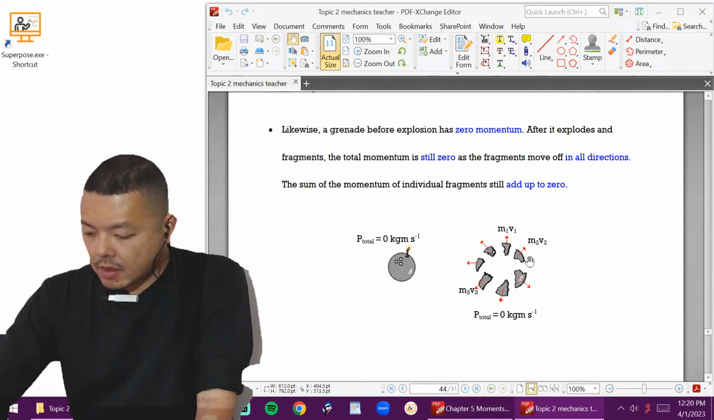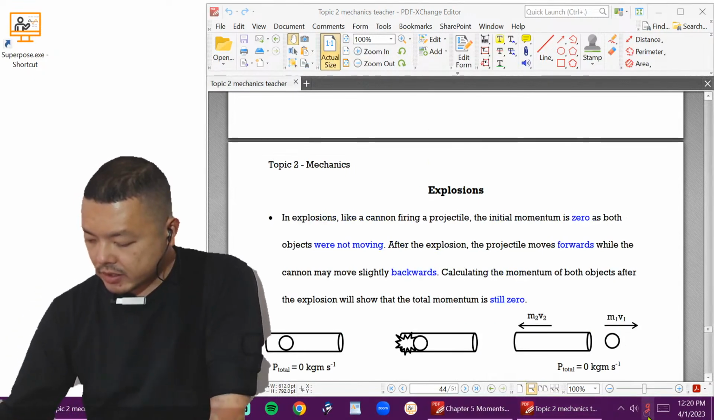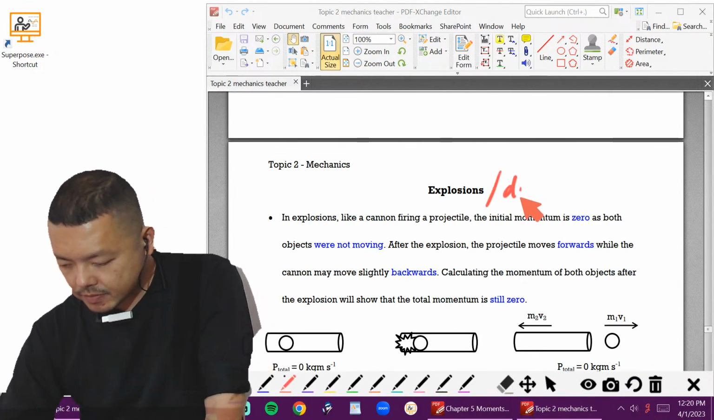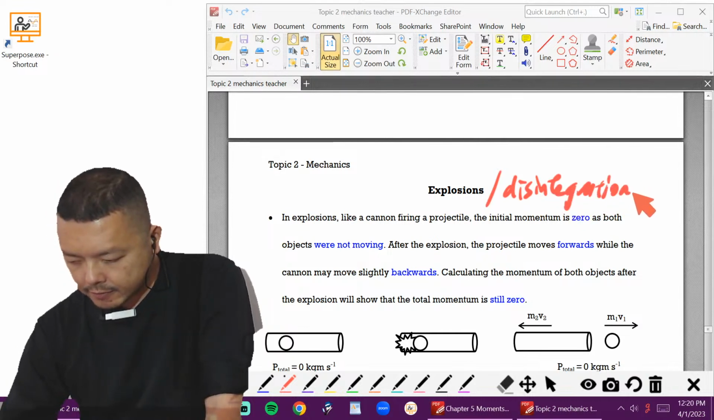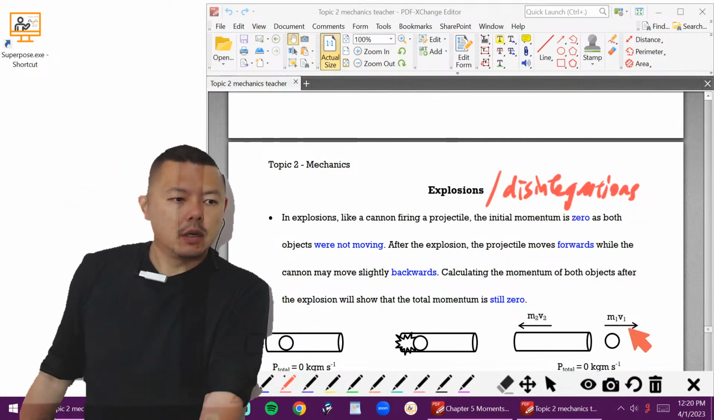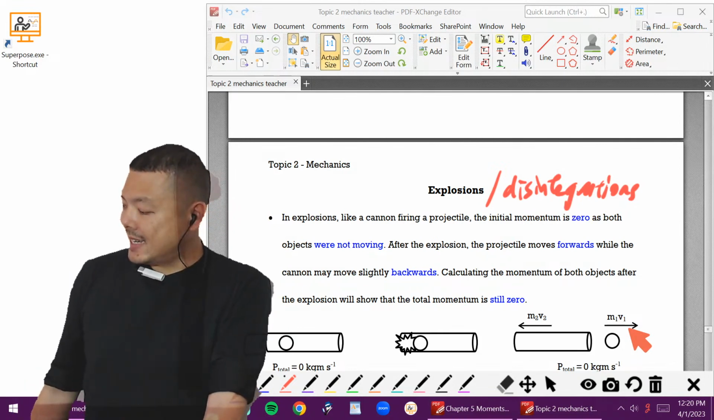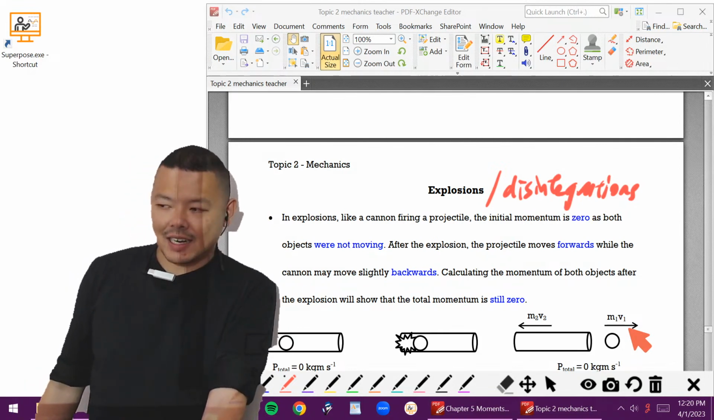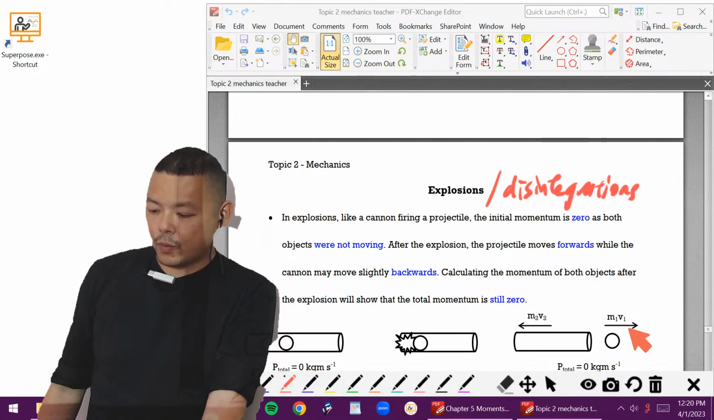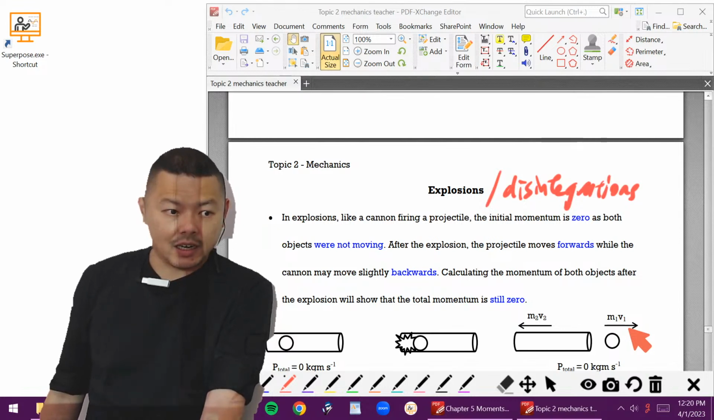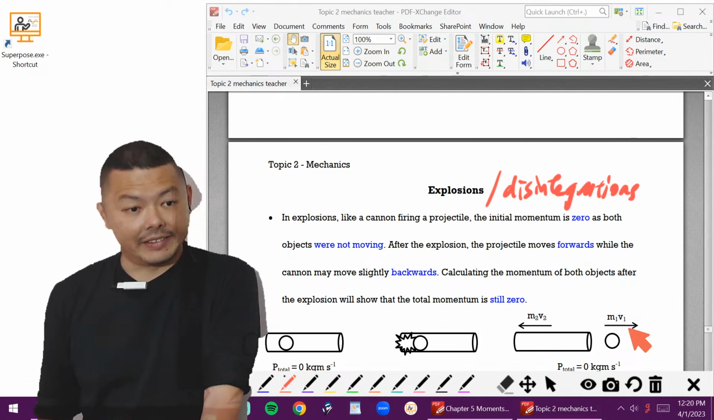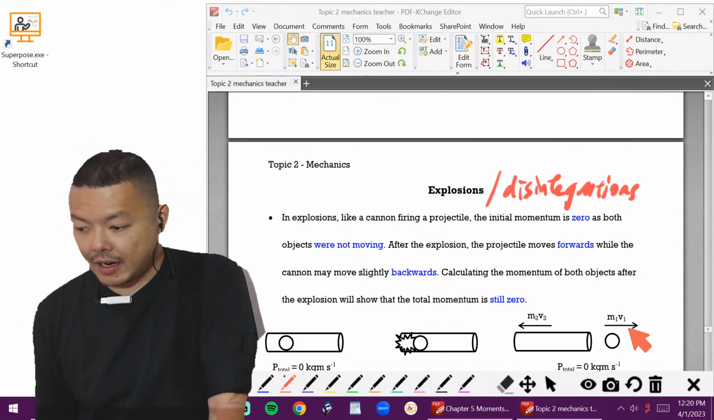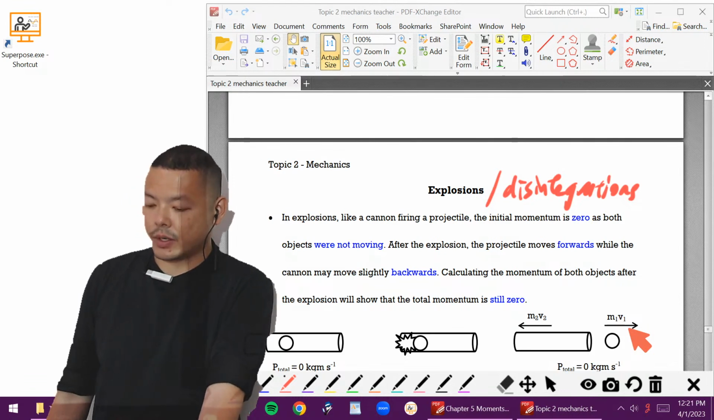You can call these explosions slash disintegrations. Whether this kind of interaction is perfectly inelastic or elastic or whatever it is, we'll deal with that later. But let me show you how to deal with these kinds of questions.